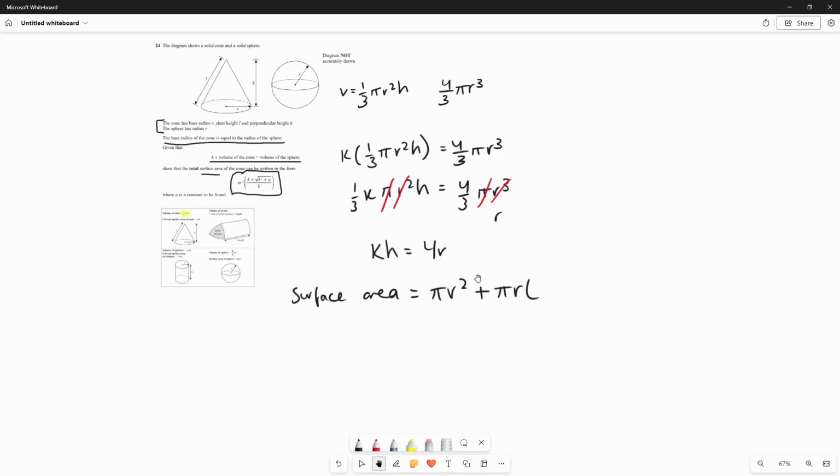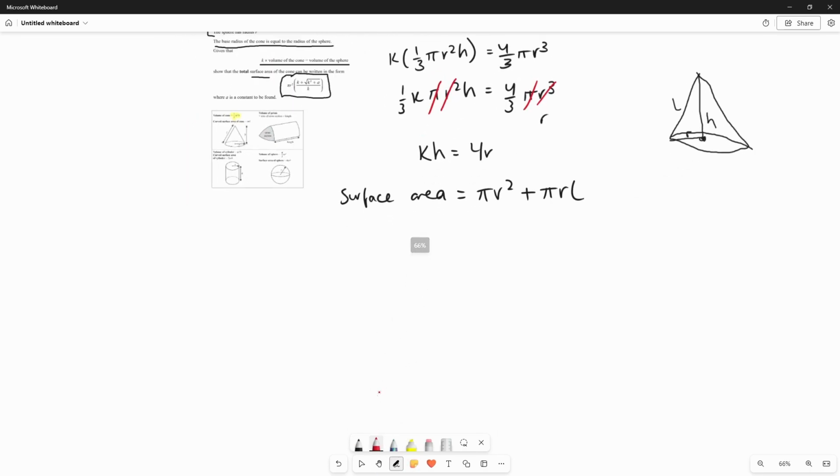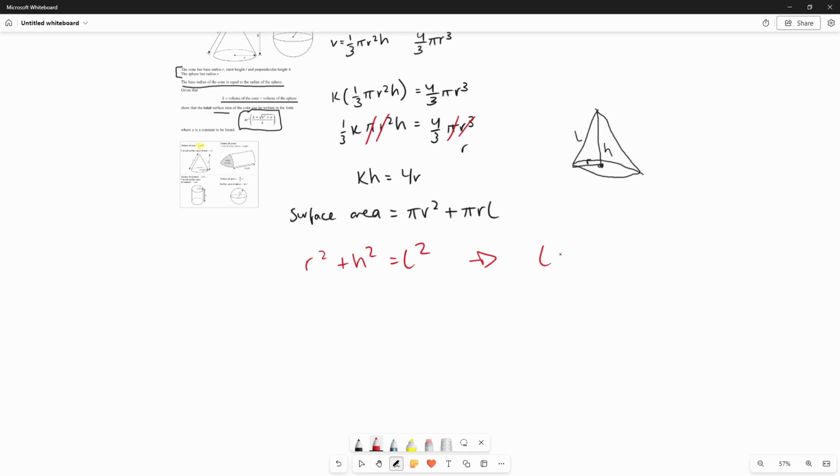Okay, so we don't have any equation which tells us what l is, but we know that for a cone, sorry for my bad diagram, l is the slant height, h is the perpendicular height, and r is the radius. So we can use Pythagoras to find l in terms of h and r. So we can write down r squared plus h squared equals l squared. Therefore, l equals the root of r squared plus h squared.